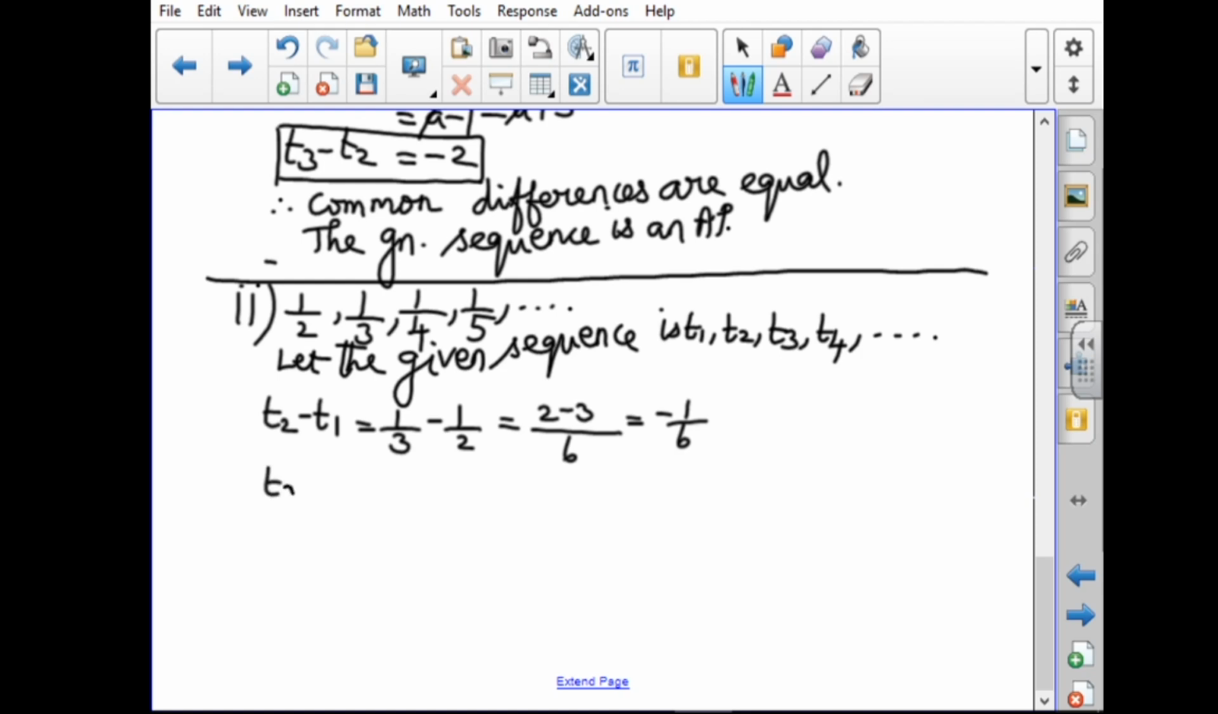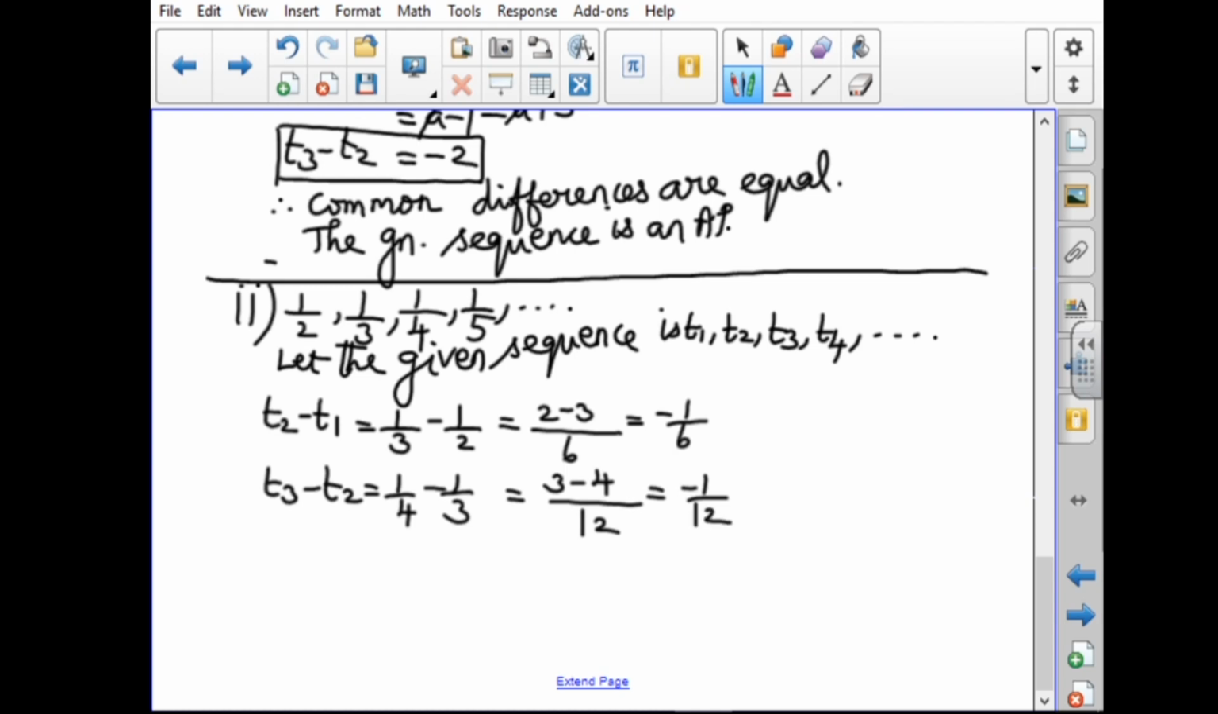T3 minus T2. 1 by 4 minus 1 by 3. Take it as LCM. 4 3s are 12. Cross multiplying 3 minus 4. The answer will be minus 1 by 12.